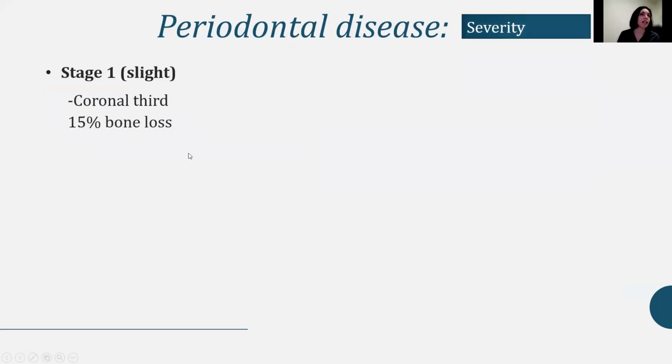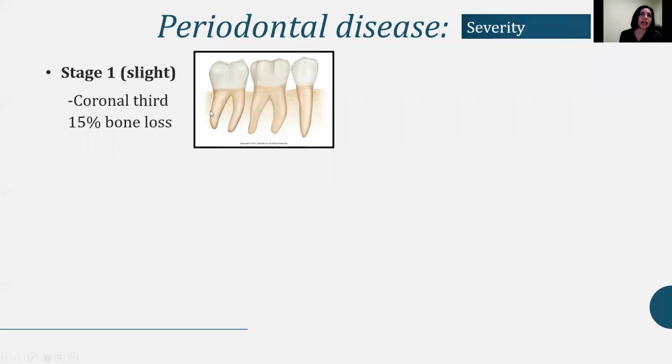So stage 1 used to be just called slight, and now we call it stage 1, and the bone level cannot go past 15%. So it's the coronal third of the root, the part of the root that's closest to the crown of the tooth, and it can't be more than 15%. If you're taking this whole system into consideration, it's less than 15%. So it's really not much to be staying within stage 1.